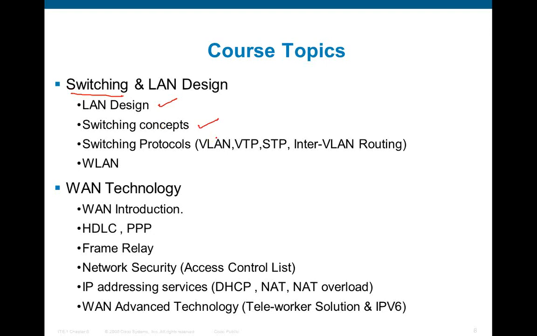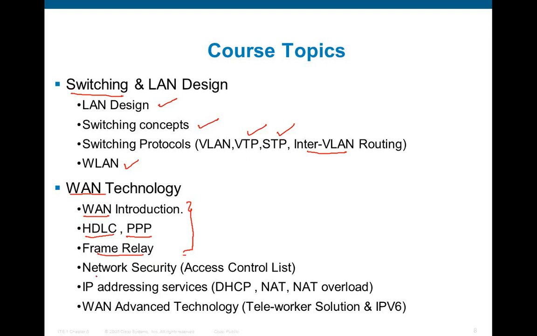There are a lot of switching protocols like VTP, VLAN Trunking Protocol, STP, Spanning Tree Protocol, and then inter-VLAN routing, which means communication between 2 different VLANs, and wireless LAN. These are all the areas which we will be covering under switching. And then we will also see WAN technologies. We will see first what a WAN is, and then what are all the protocols that work on WAN, encapsulation protocols like HDLC, Point-to-Point Protocol, Frame Relay. Those things will be covered in WAN technology.